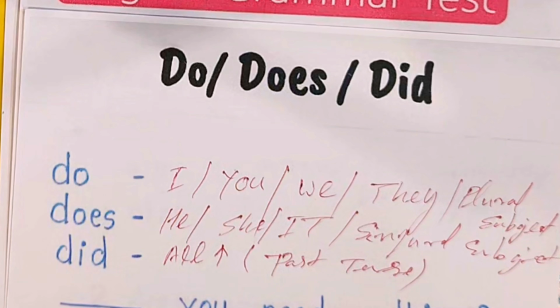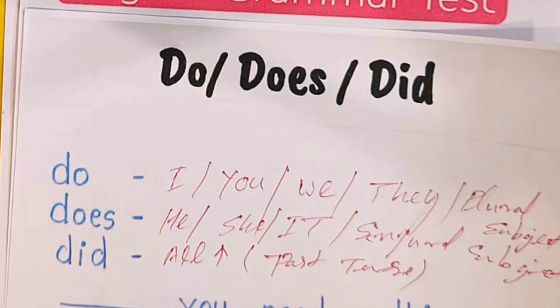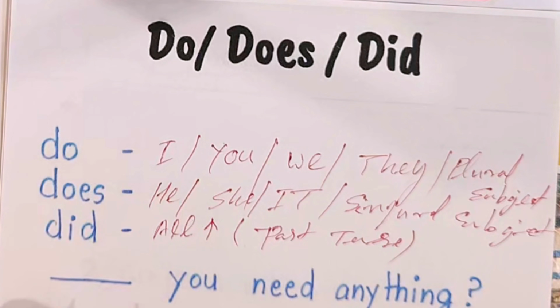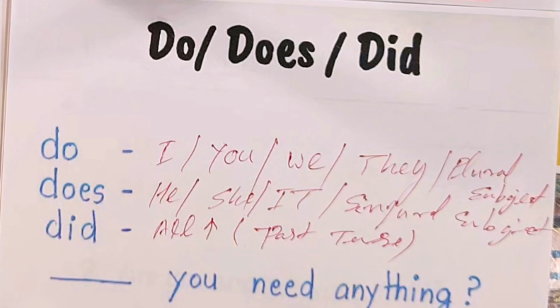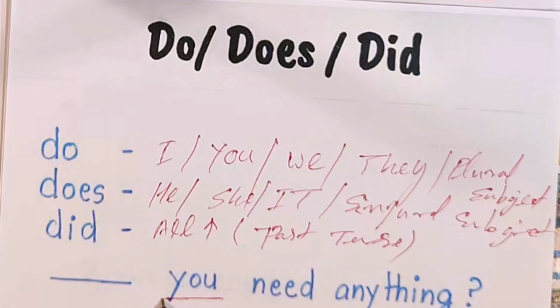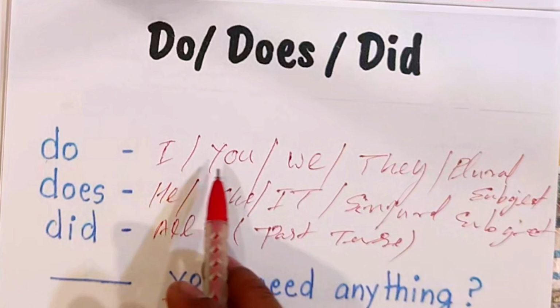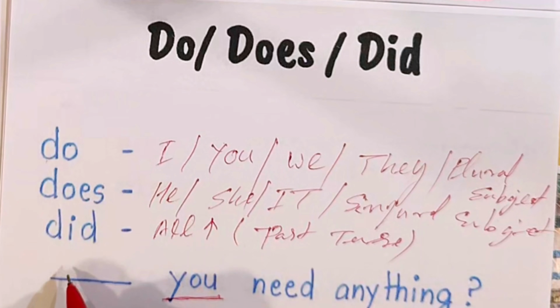Now we practice all of them one by one in sentences. Here, the blank, you need anything. What do we have here? You, and with you is here do. So we use here, do you need anything.